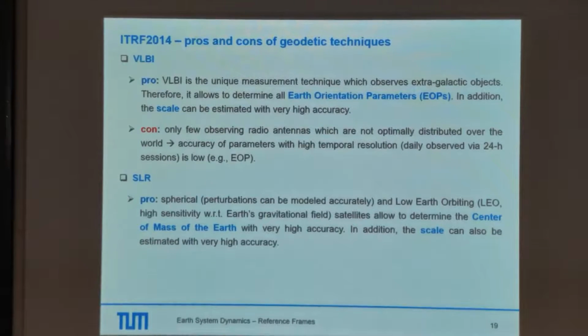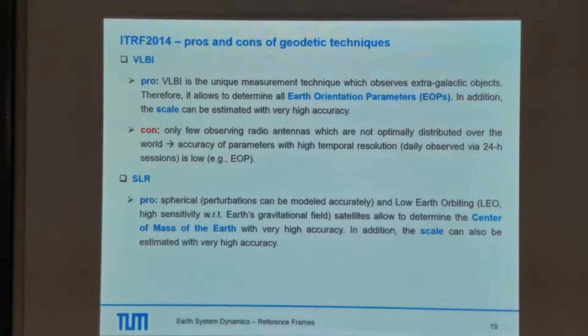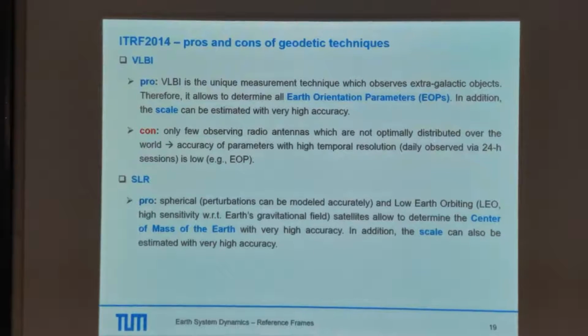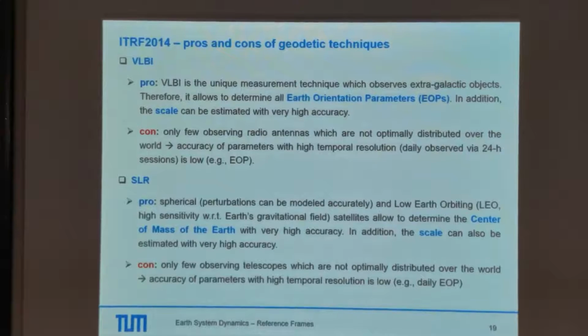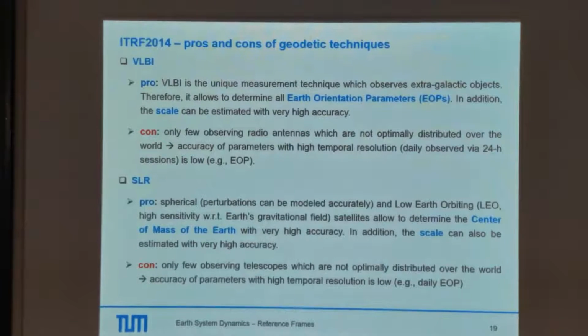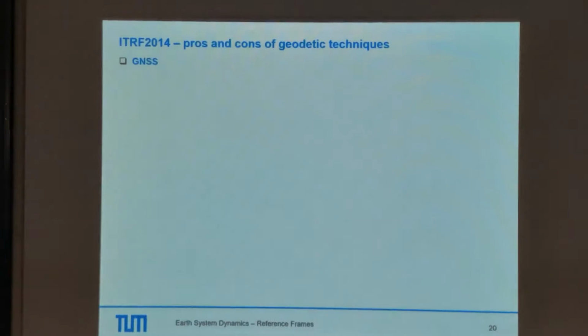It's even possible to identify the different mirrors on board the satellite with really high resolution data. But this is the clear advantage: the attitude modeling or the orbit modeling of the satellite is really easy with these cannonball satellites. The disadvantage, as for VLBI, is that these are really costly telescopes. Therefore, they are really inhomogeneously distributed all over the world.